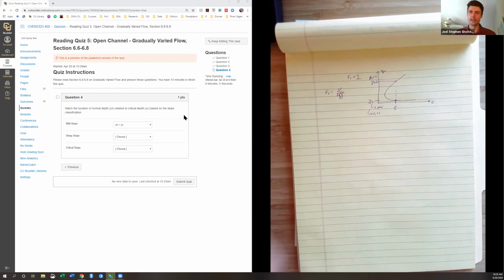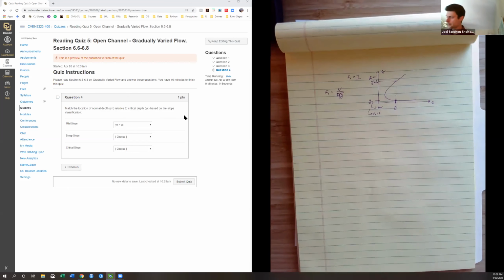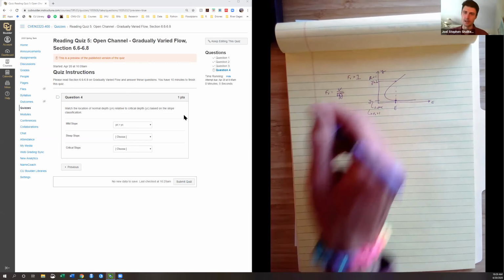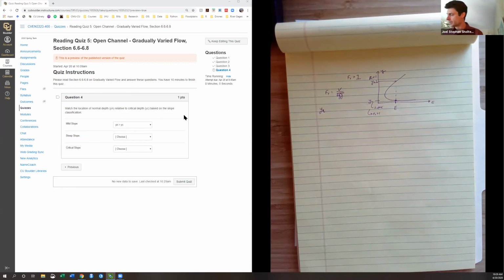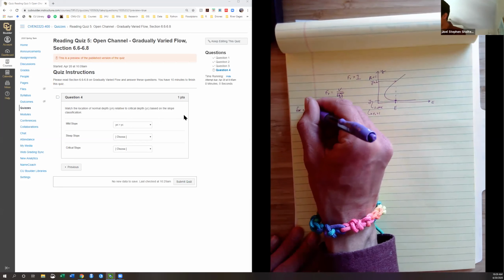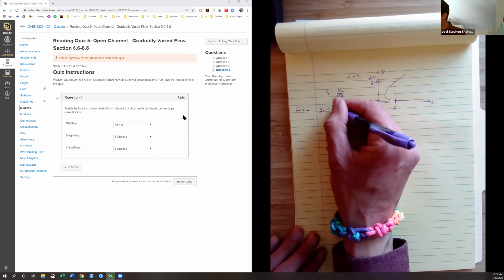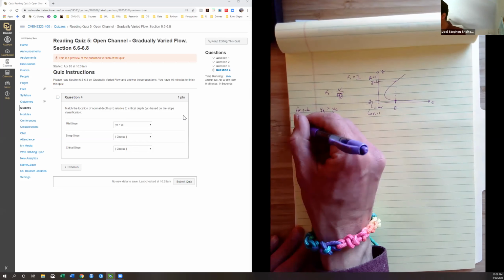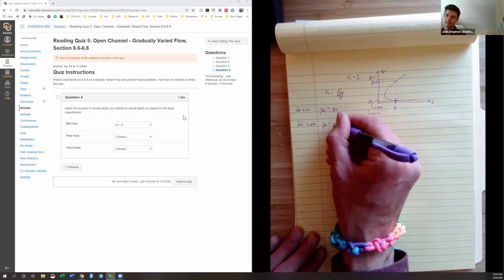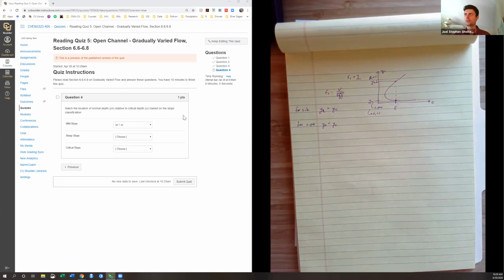Okay, so that's a quick thing. When we calculate normal depth, y normal, using Manning's equation, our y normal for subcritical flow is going to be greater than our critical depth. And then for supercritical, our y normal is going to be less than critical depth. And that's just the way these things work. So we'll look at how that actually plays into what a mild slope, steep slope is.